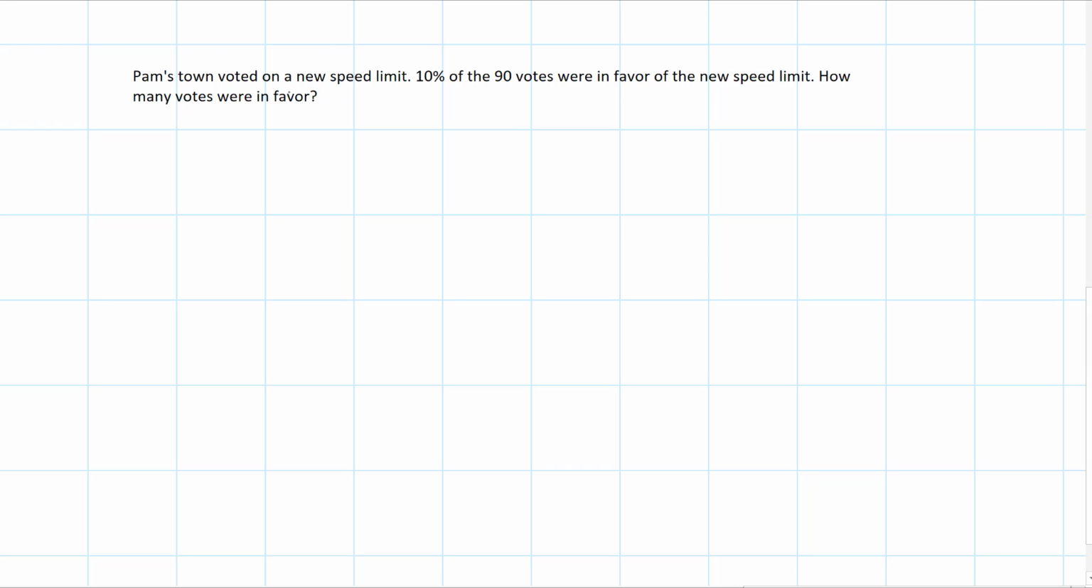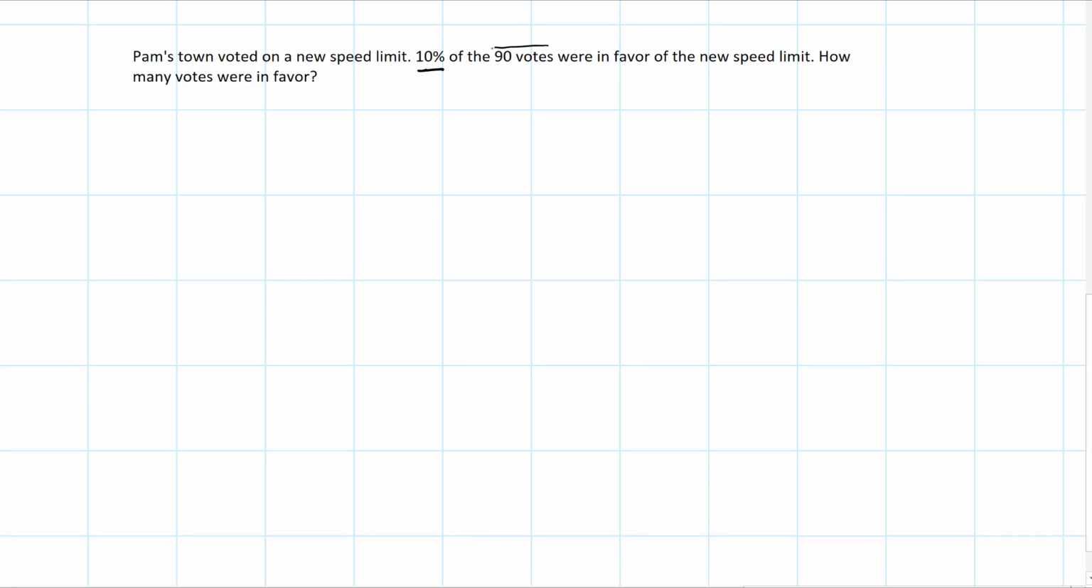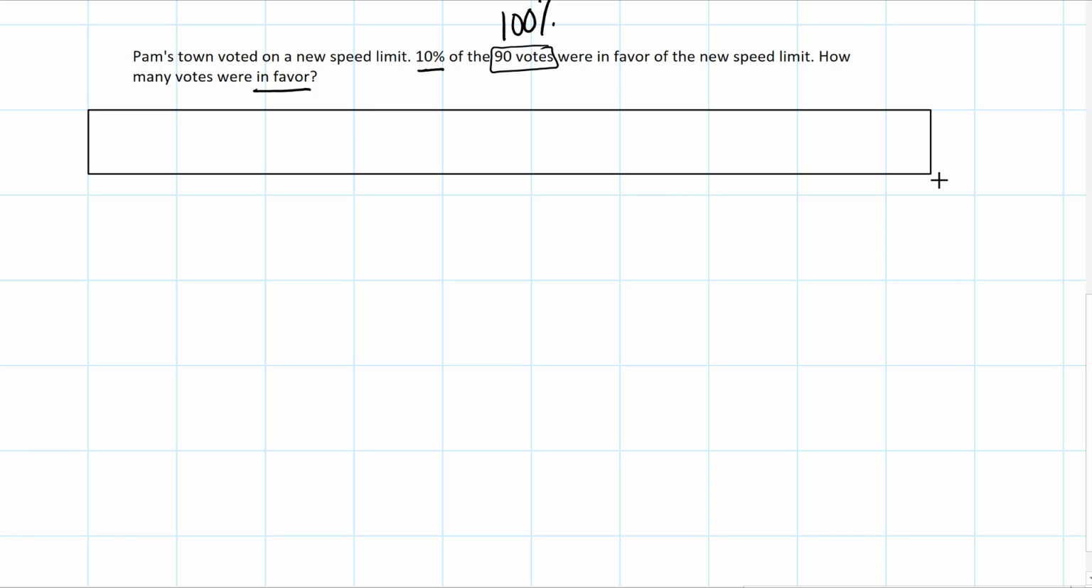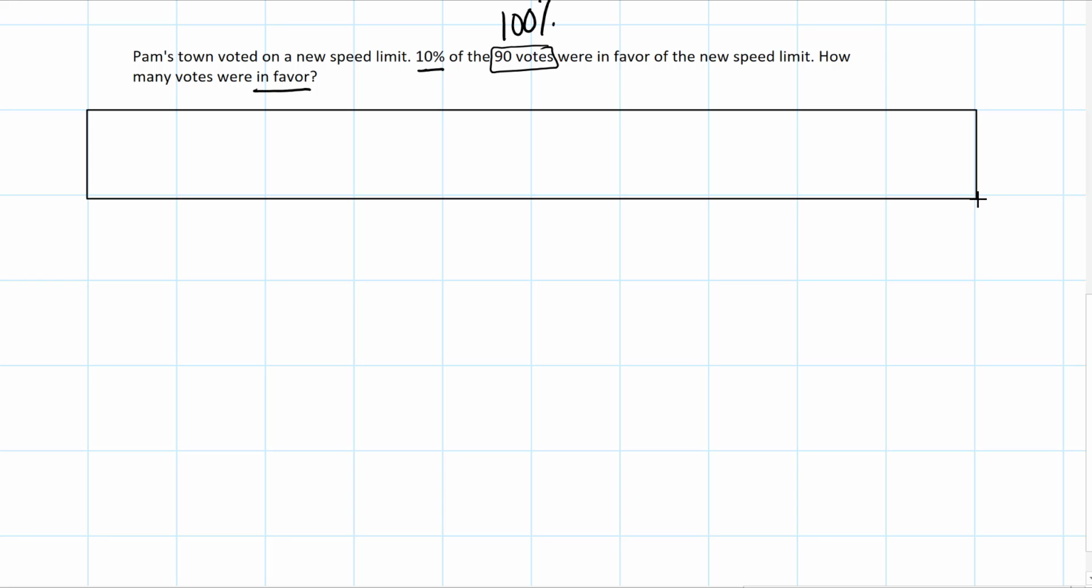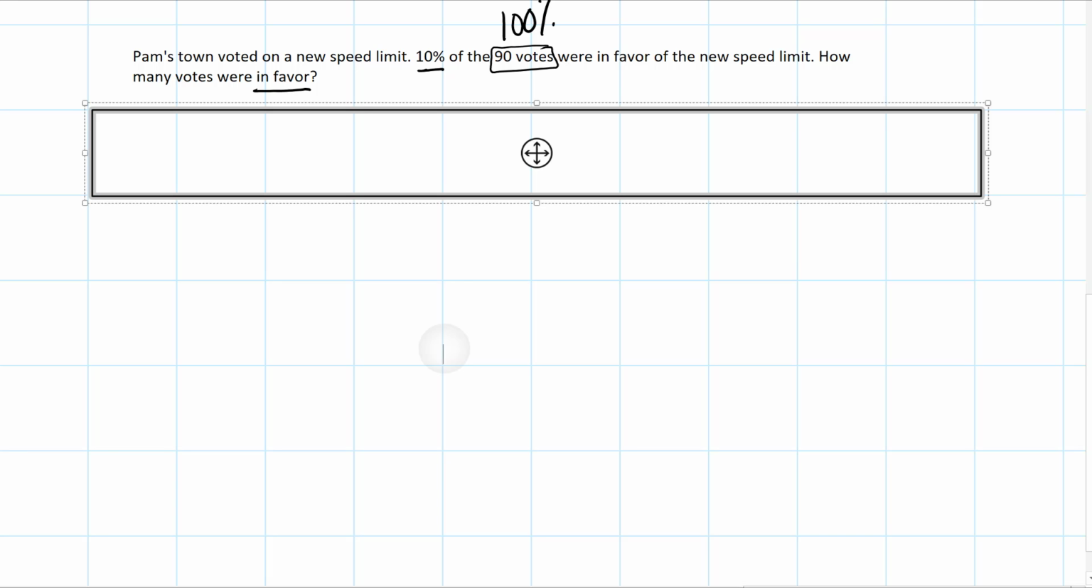It says Pamstown voted on a new speed limit. 10% of the 90 votes is my total, so that's 100%. 90 votes were in favor of the new speed limit. How many votes were in favor? So since I'm looking for 10%, I'm going to draw 10 boxes to split this up equally and evenly. And inside of this, I'm going to label it that this is 100% of what I have, or we can label it with the 90 votes.